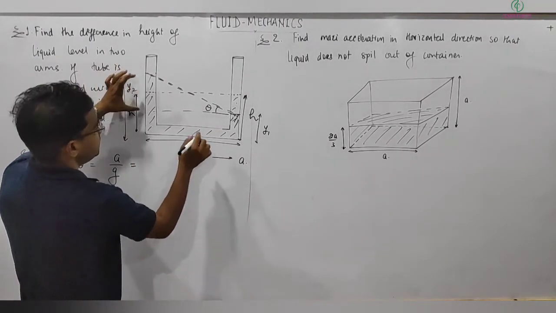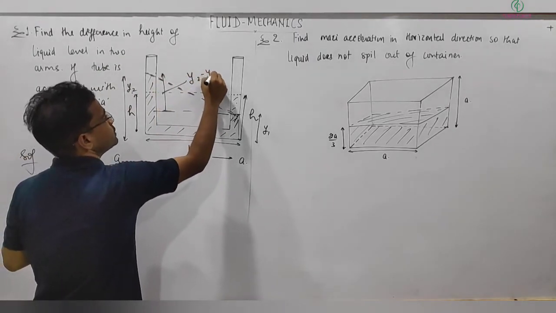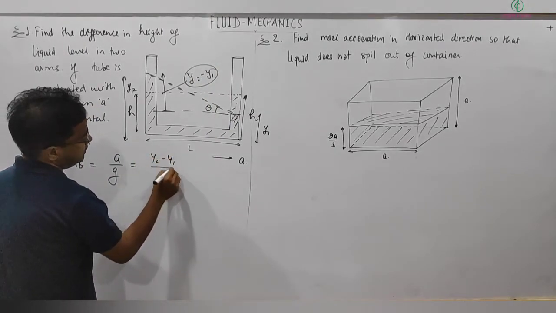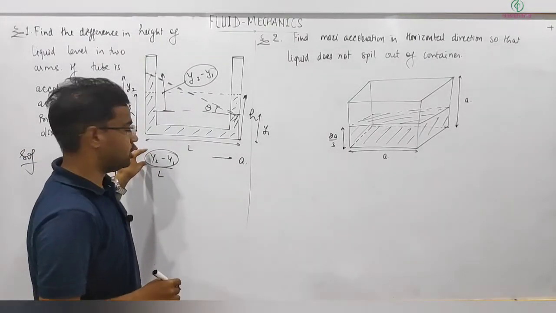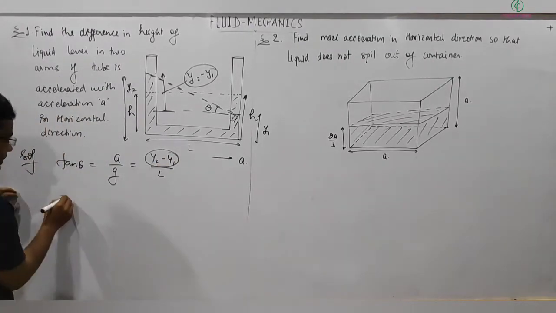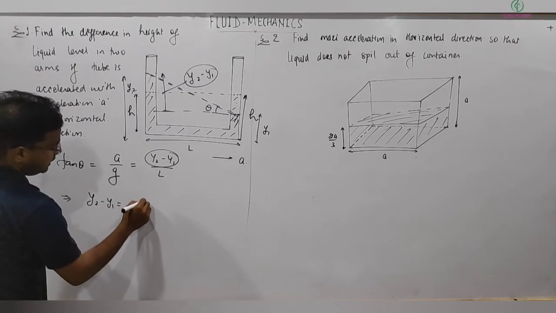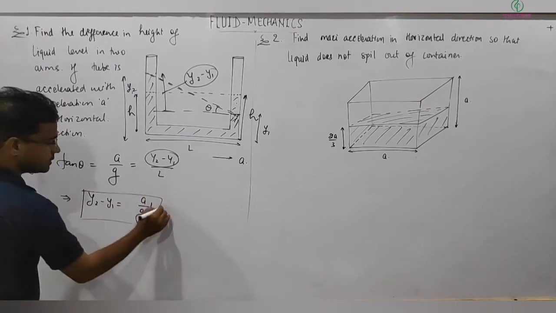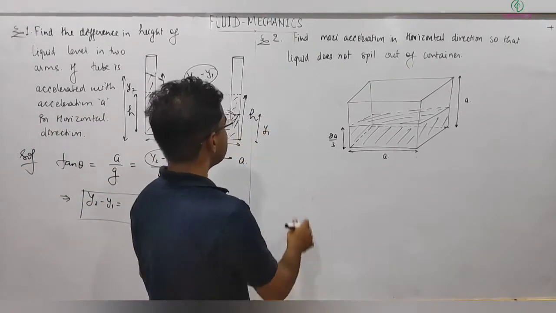Tan theta, this height will be equal to what? This is y2 minus y1, and this base is L, so tan theta is equal to (y2 minus y1) divided by L. And this is what? The difference in level of liquid in the two arms, and this is what we need. So this implies y2 minus y1 is given by simply a by g multiplied by L. This is the answer, so easily you can calculate. Okay, see the next problem.